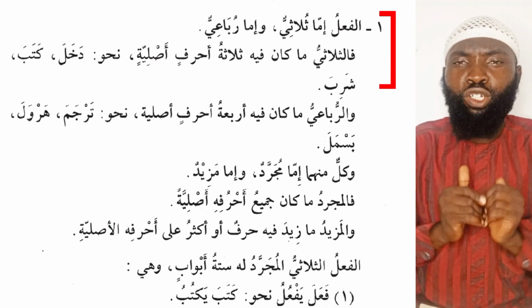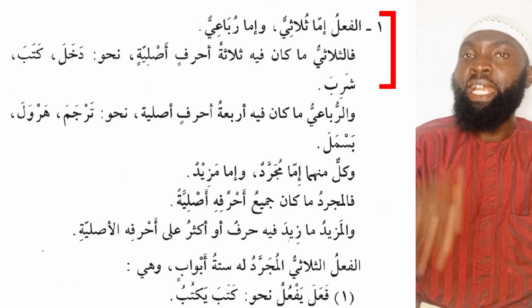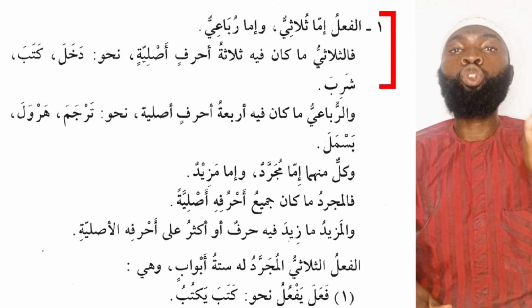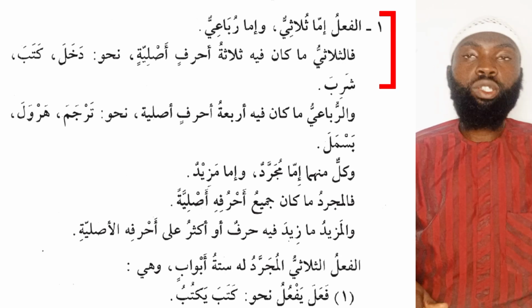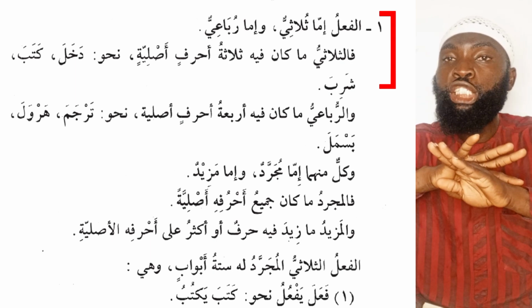Now, we are coming to a detailed explanation of this topic which we have been discussing. I hope you are still with me. We have al-fi'lu, the verb. Imma thulathiyun, it is either 3 letters, which we call tri-literal, or imma ruba'iyun, quadri-literal, which means 4 letters. The 3-letter verbs are the ones which have 3 original letters.